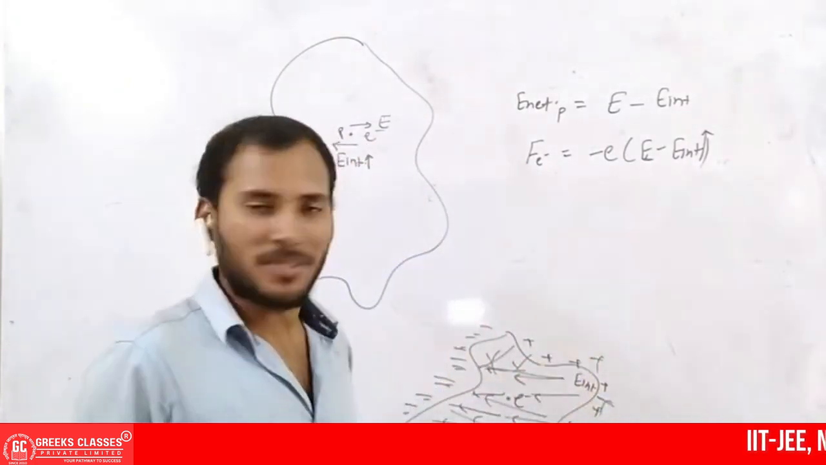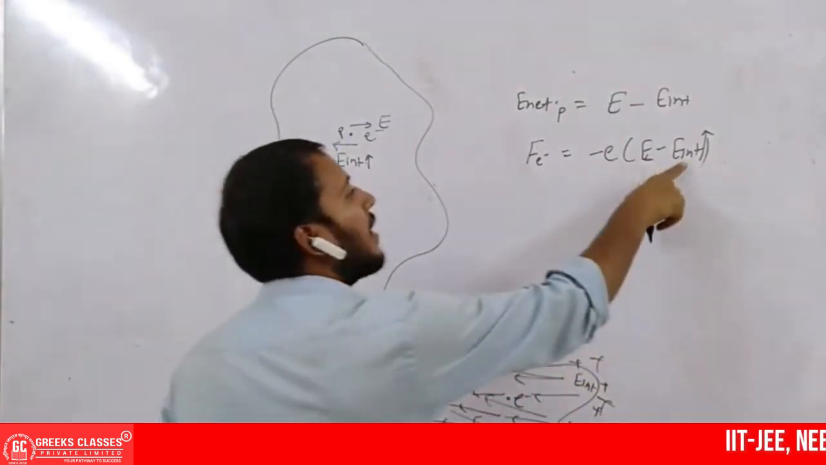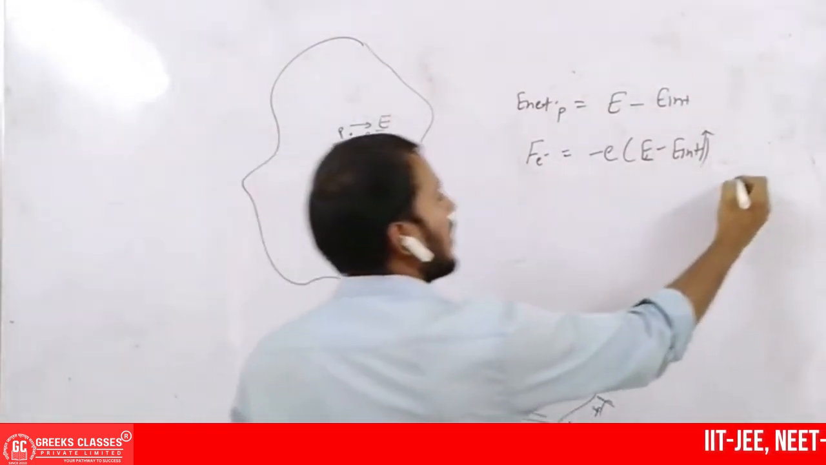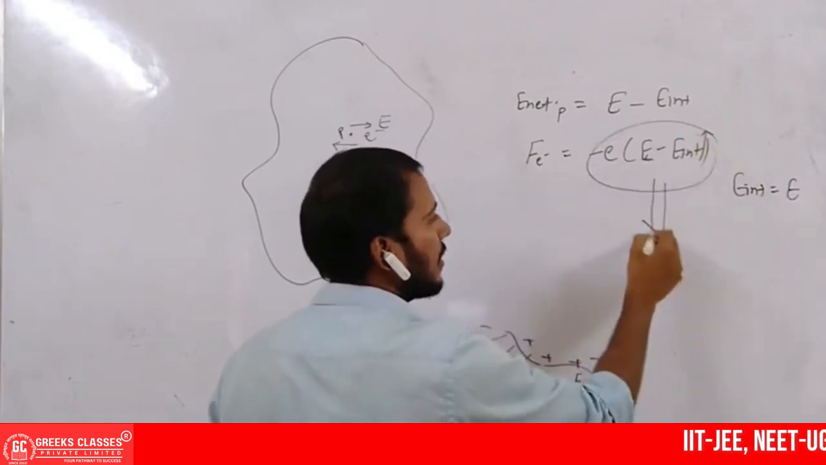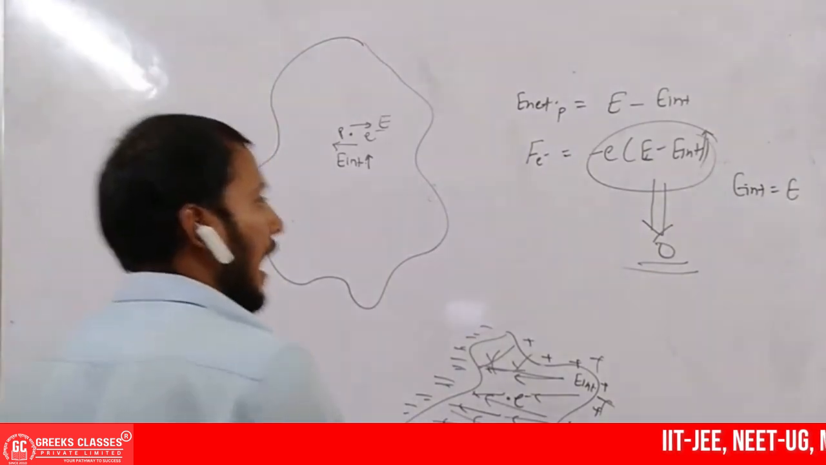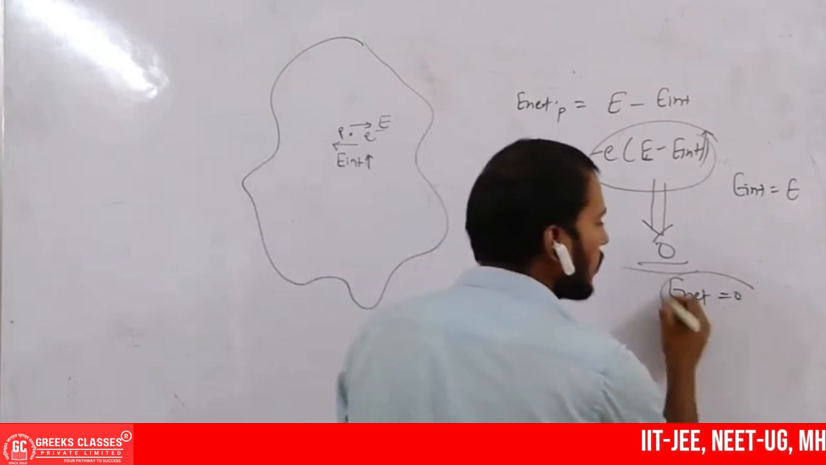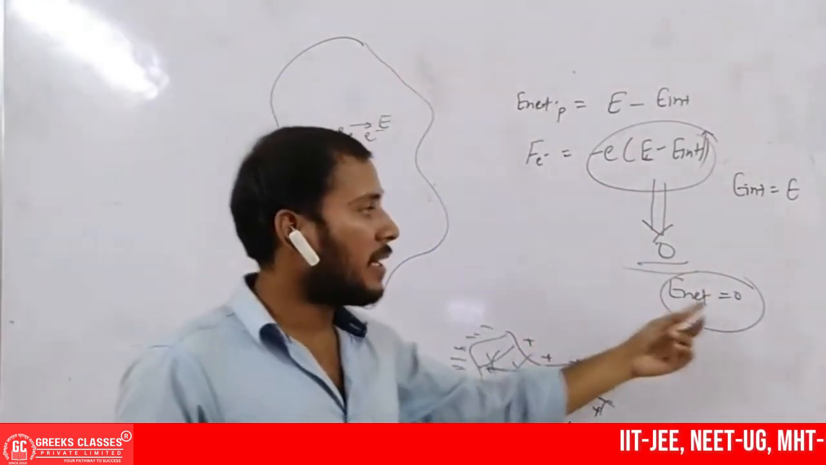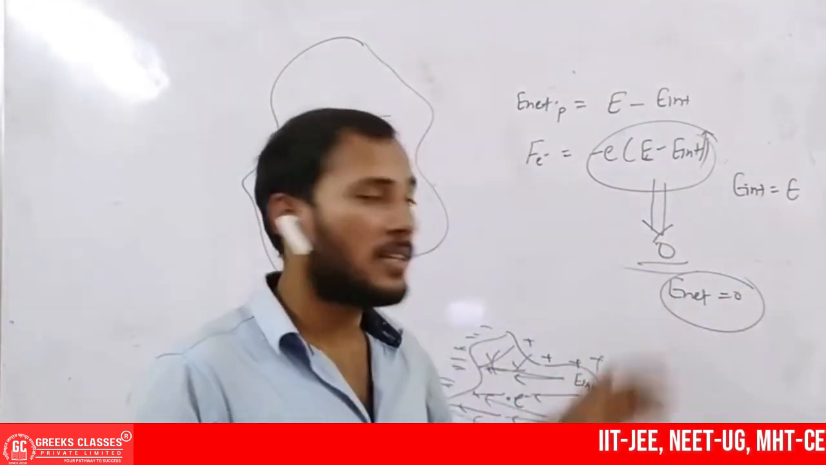There is no lack of electrons at all. So a situation will arise when this internal electric field will be equal to the external electric field, and at that moment E internal equals E, which means the force will equal 0. And the E net is E minus E internal, equal to 0. So the electrons will keep on moving till the moment the electric field inside is 0.